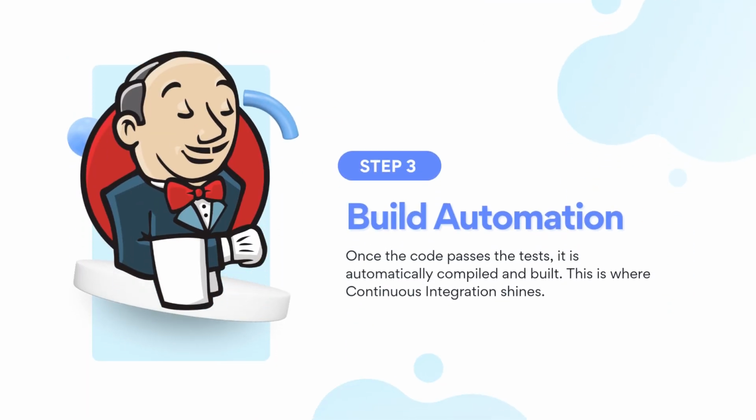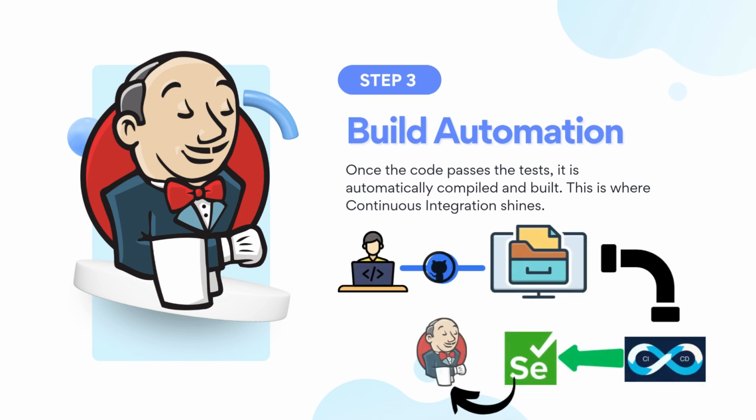Then we need build automation. Once the code passes the tests, it is automatically compiled and built. Build means packaging the software, where the source code and dependencies are compiled and built as an exe file or a jar file or a war file. This is where continuous integration shines. Tools like Jenkins and CircleCI are popular for automating the build process. This ensures that the application is always in a deployable state, even as code changes frequently.